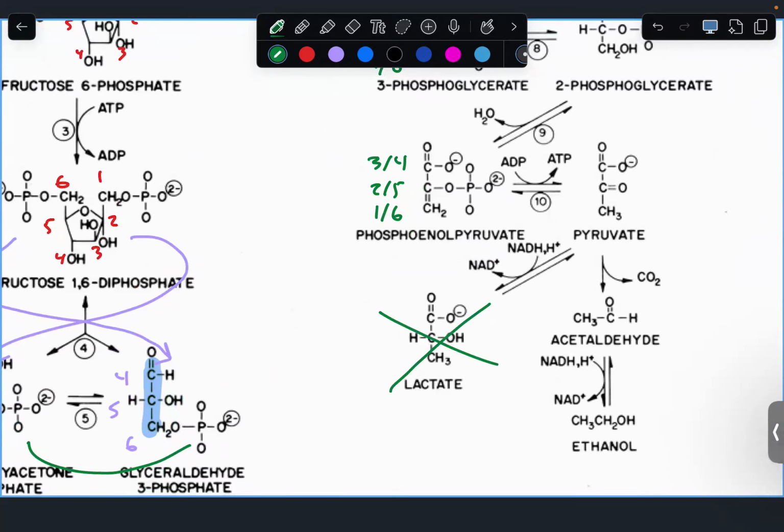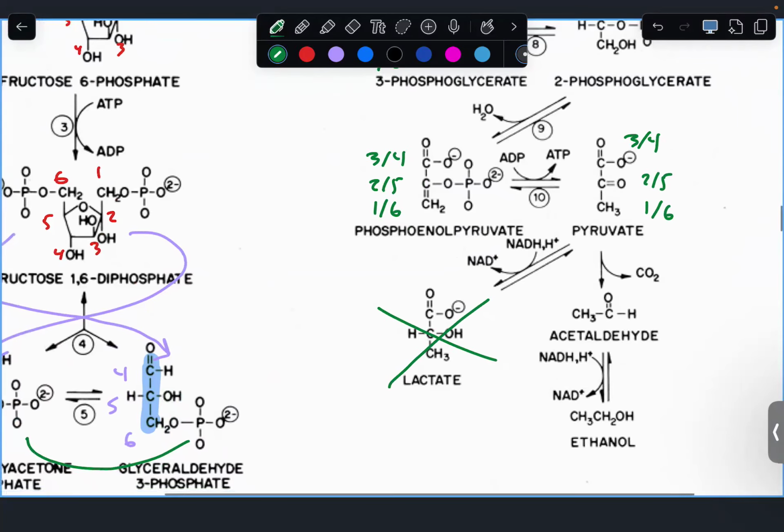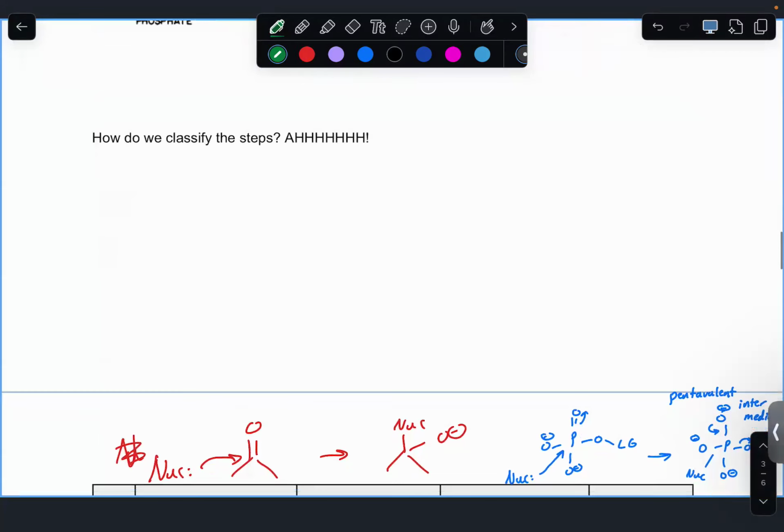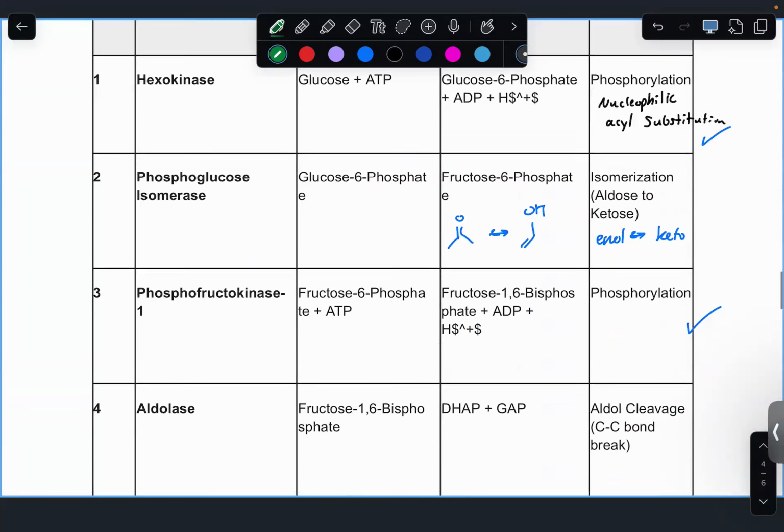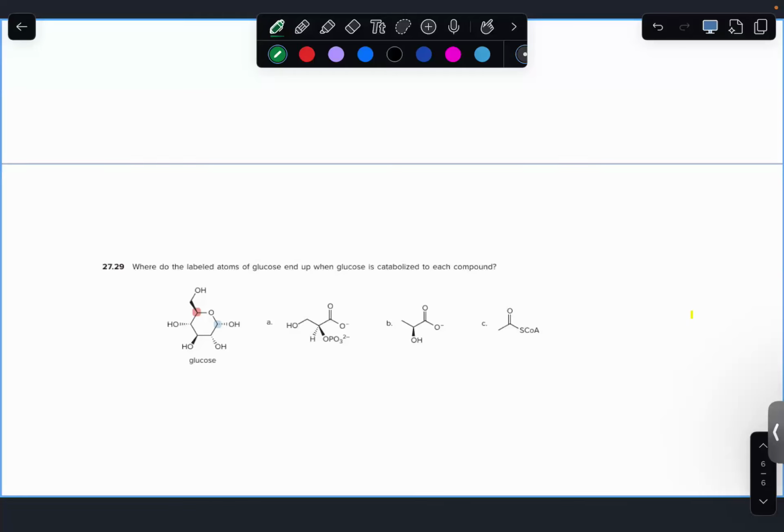Lactate is something else. 1, 6, 2, 5, 3, 4. So that's how I keep track of the individual carbon units. And with that, we're going to practice that.